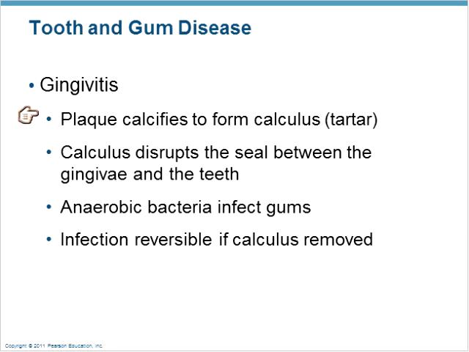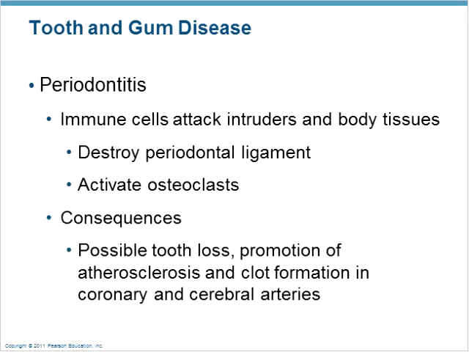Gingivitis is really an inflammation of the gingiva, of the gum. The plaque calcifies to form a calculus, or tartar. The calculus disrupts the seal between the gingiva and the tooth, and it allows anaerobic bacteria that live in a zero oxygen or low oxygen area to infect the gums. The infection is reversible if the calculus is removed.